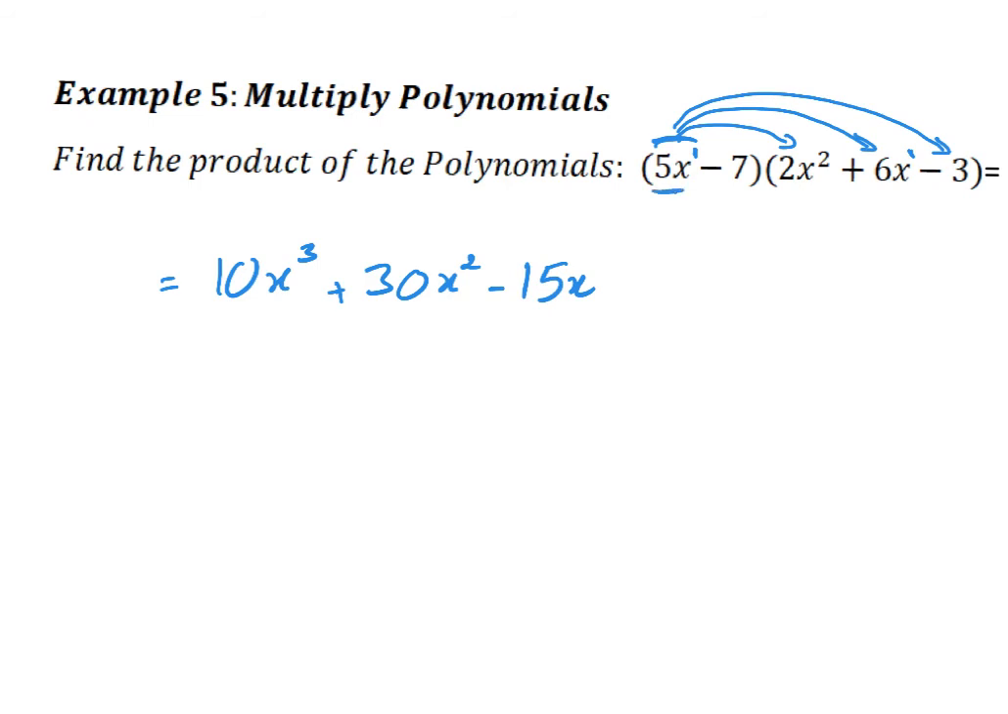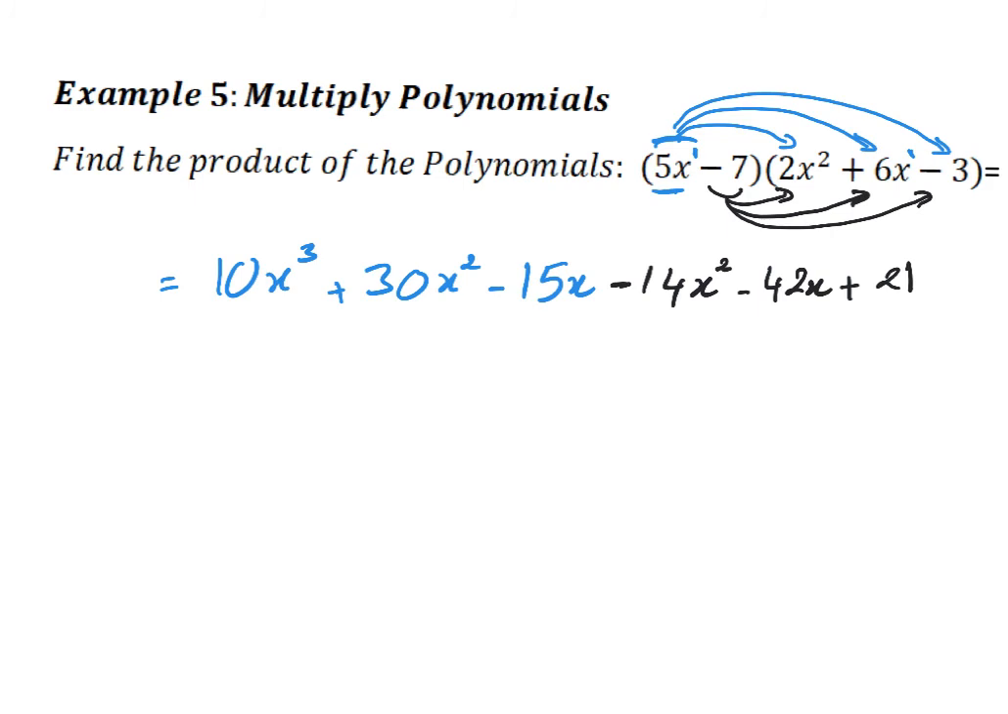Let's move on to the -7 right here. So -7 times 2x squared, that will be -14x to the second. And -7 times 6x, that will be -42x. -7 times -3, negative times negative is positive. And 7 times 3, that will be 21, right?